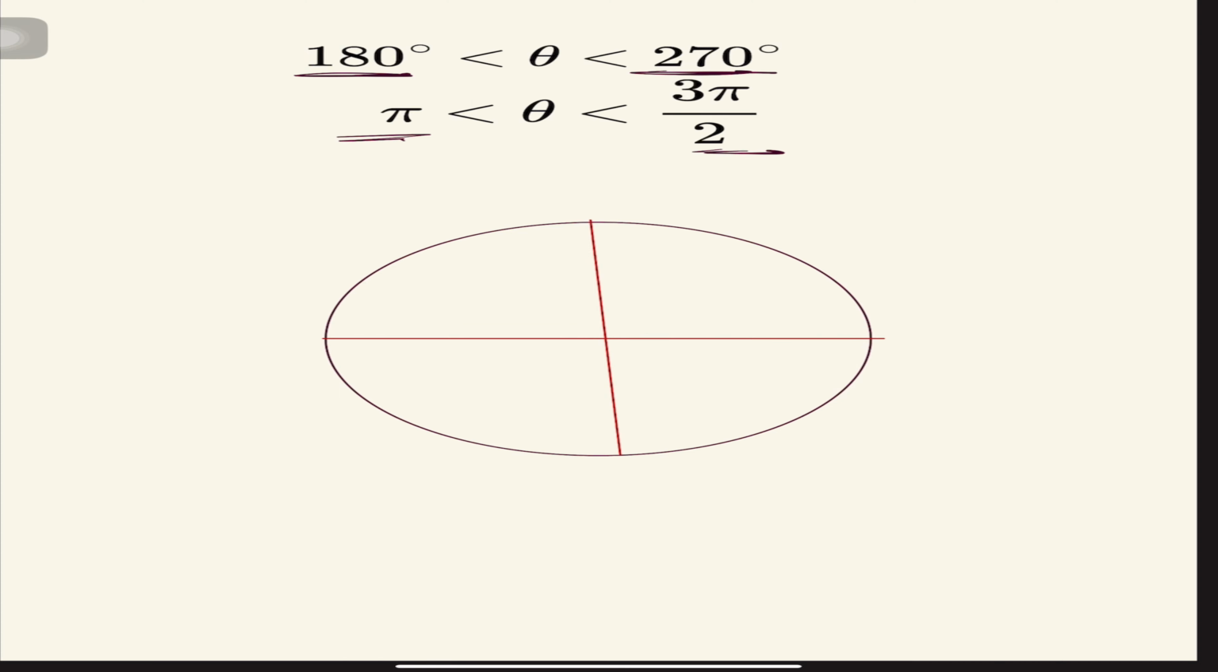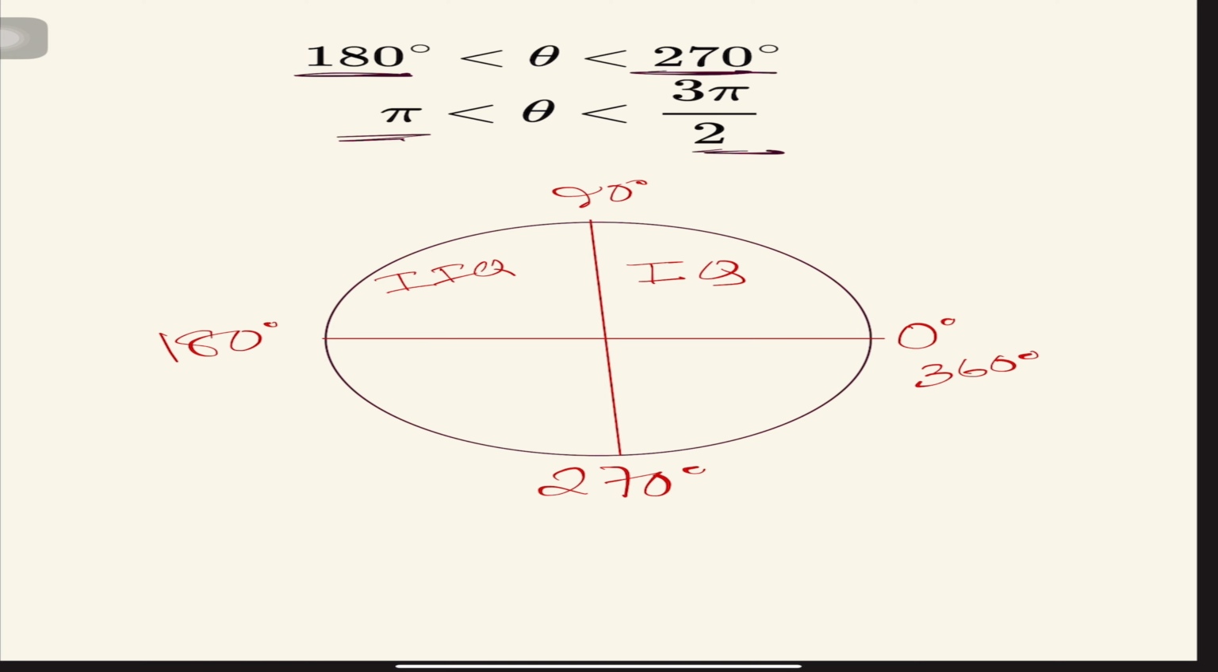Okay. In here, we know this is 0 degree, this is 90 degree, this is 180, this is 270, right? And this is 360. We know this is the first quadrant, this is the second quadrant, this is the third quadrant, and this is our fourth quadrant. So here the angle falls between here. Angle theta is between 180 to 270.